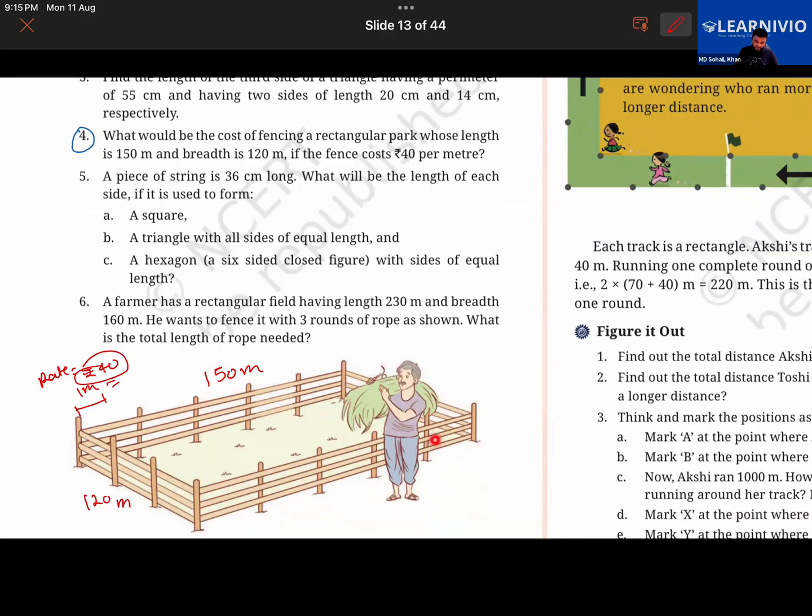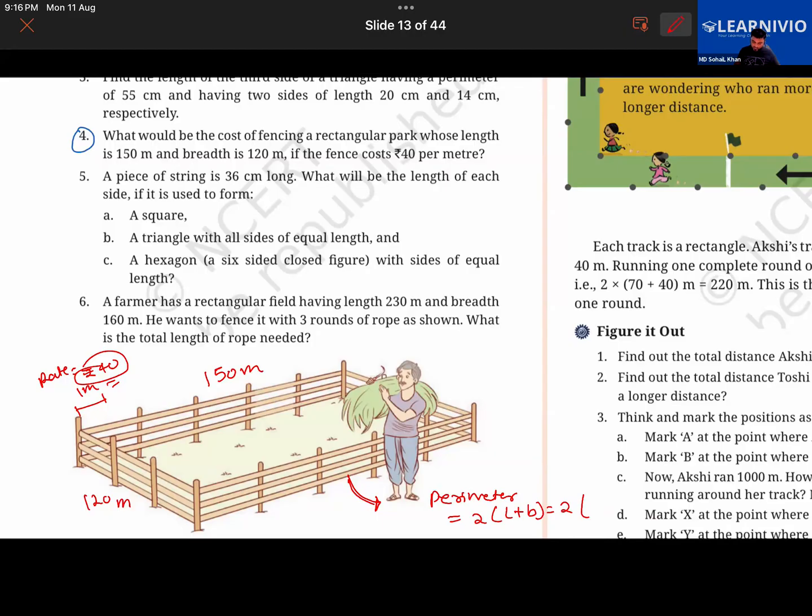So first we have to find out the total length of the boundary, that is perimeter. So perimeter is going to be what? Again 2 times. Sir, for the fourth one, it is 21,600 rupees. For the fourth one, this one you're answering.